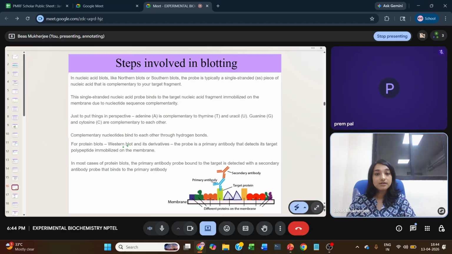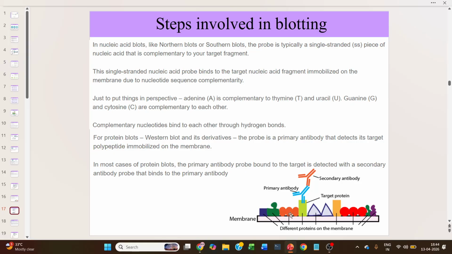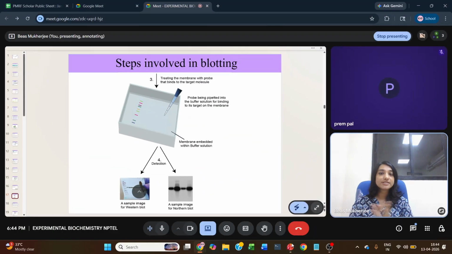Now the secondary antibody will be common for a lot of different primary antibodies, and the primary antibody is very specific to only your protein of interest. The secondary antibody either has some kind of chemiluminescent molecule attached to it or some radioactive label, so it is basically labeled. Now we will look at that. Okay, so see what is happening. Treatment of the membrane with the probe that binds to the target molecule: the probe is being pipetted into the buffer, with the membrane embedded within the buffer solution.